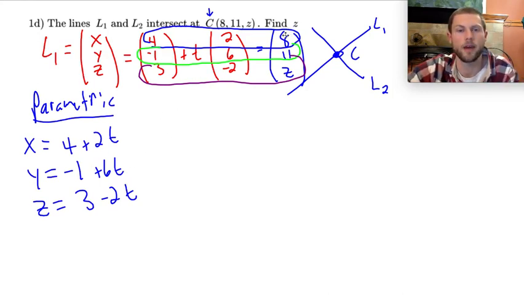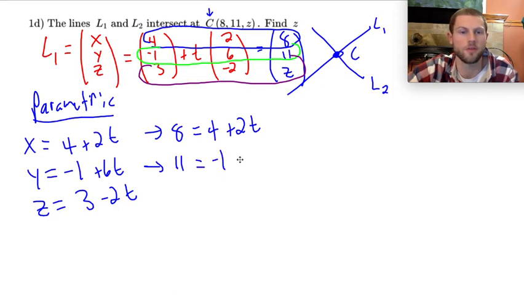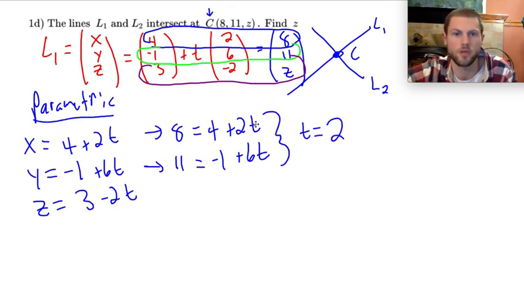Now I know that my component for the x is equal to 8, so I want to figure out what is the t value when x equals 8. And similarly, I'm going to do the same thing for the y component. I know that the y value is 11, so I'm going to set this equal to 11. So 11 should equal -1 plus 6t. If I solve both of these for t, I in fact get the same thing. I get that t equals 2. And you can check that. 2 times 2 is 4, plus 4 is 8. 6 times 2 is 12, plus -1 is 11.